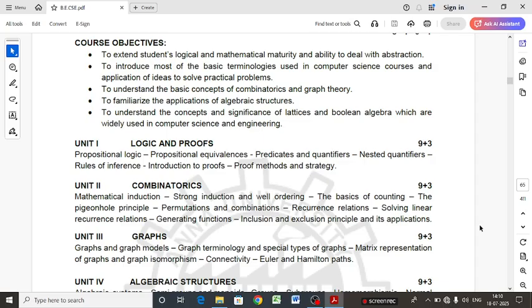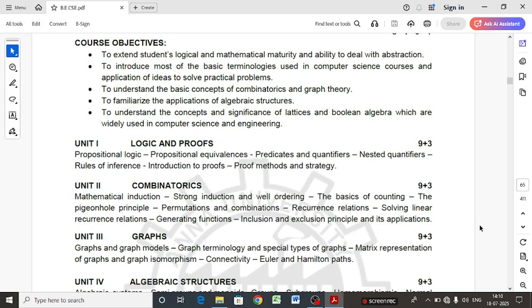Here, mathematical induction is a technique that involves showing that the statement is true for the smallest possible value, and then proving that if it is true for one value, it is true for the next one. Very clear? Then second one, pigeonhole principle. This principle states that if n items are put into m containers where n is greater than m, then at least one container must contain more than one item. That is the pigeonhole principle.